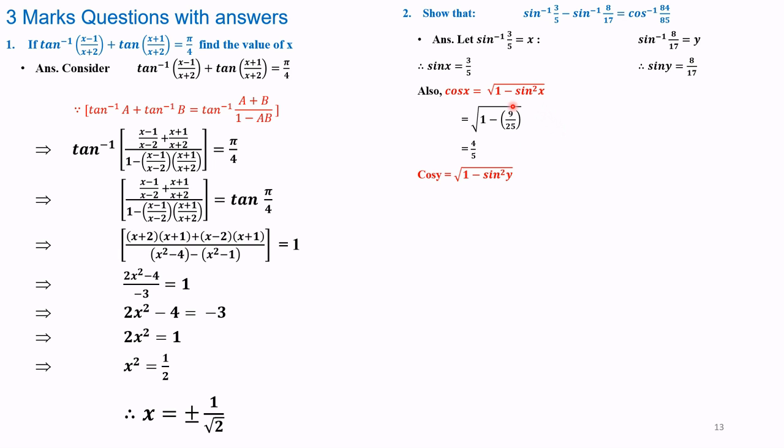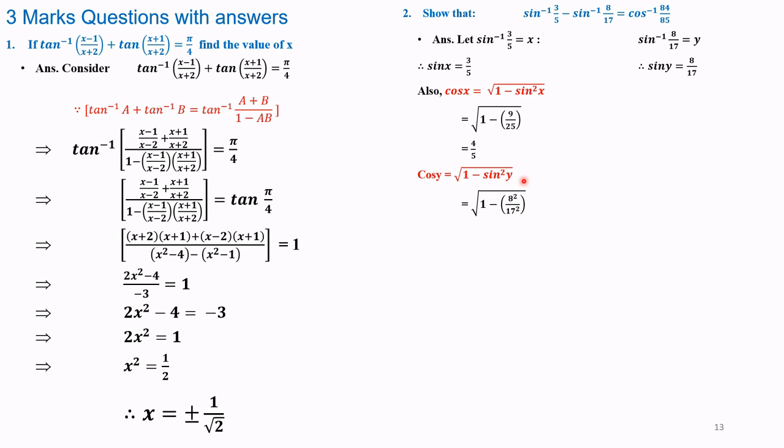Now, similarly, we will take cos y. We know the relationship that cos y is equal to square root of 1 minus sin squared y, from the basic relations in trigonometry. Sin y, we know, is 8 by 17. Please look on the right hand side. Sin y is 8 by 17. Therefore, cos y is square root of 1 minus 8 squared by 17 squared.